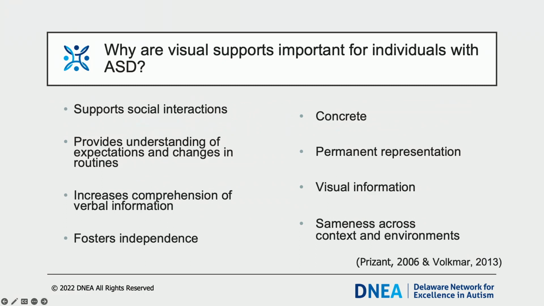So why are visual supports important for individuals with autism spectrum disorder? Visual supports can support social interactions, provide understanding of expectations and changes in routines. They can help increase comprehension of verbal information. Visual supports also help to foster independence. They're very concrete and remain as permanent representations. They also offer sameness across contexts and environments.